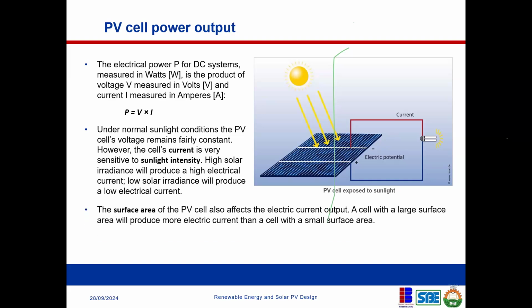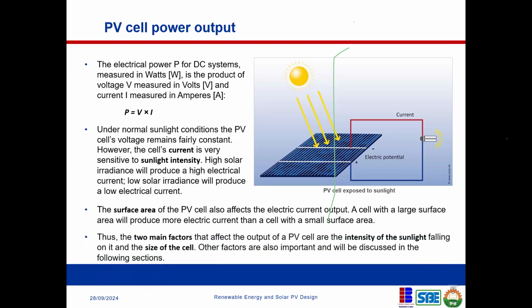Now, the surface area of a PV cell also affects the electric output. If you have more surface area, you will produce more current. Remember, the voltage remains almost the same, not exactly the same, but almost. What actually changes is your current. A cell with a large surface area will produce more electric current than a cell with a smaller surface. So if you want to increase your energy output, you increase the surface area of your PV module. That's what this is simply saying.